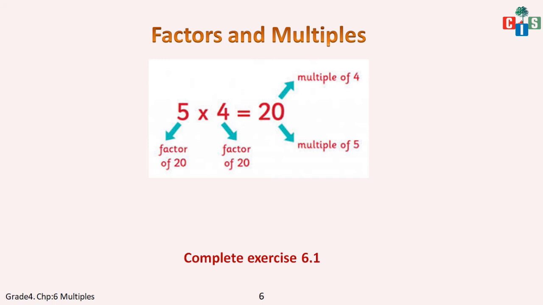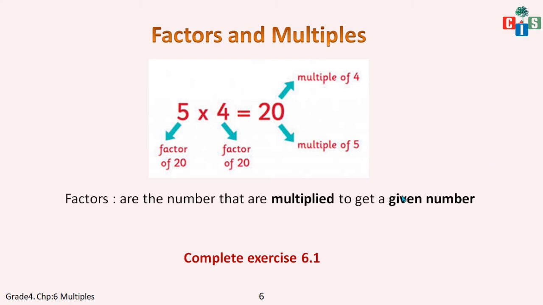और 20 के multiples क्या होंगे 20, 40, 60, वो 20 के multiples होंगे. और 20 4 का भी multiple होगा. 4 के टेबल में आएगा ना, 4 1s are 4, 4 2s are 8, 4 3s are 12, 4 4s are 16, 4 5s are 20. हाँ, so 4 के multiple है 20, 5 के भी multiple है 20. Are you getting? So the factors will be smaller and the multiples will be the bigger one.